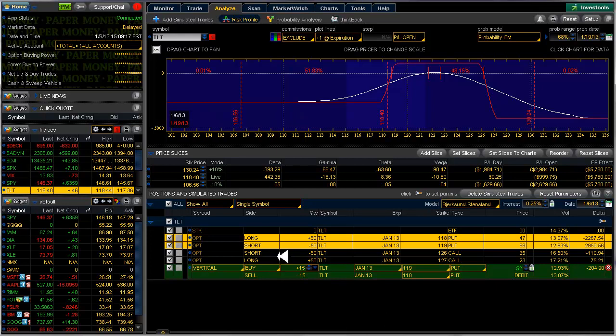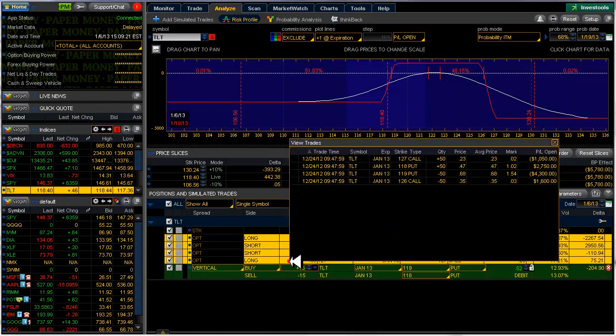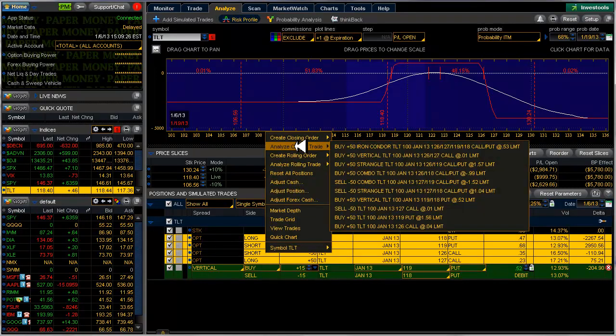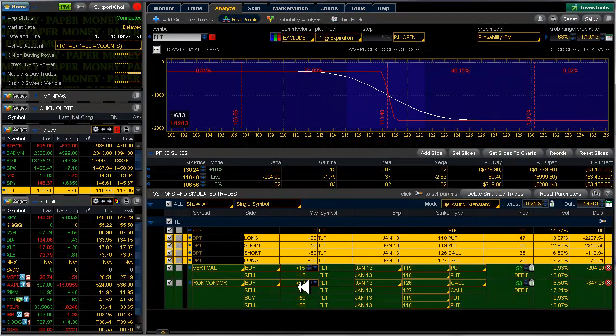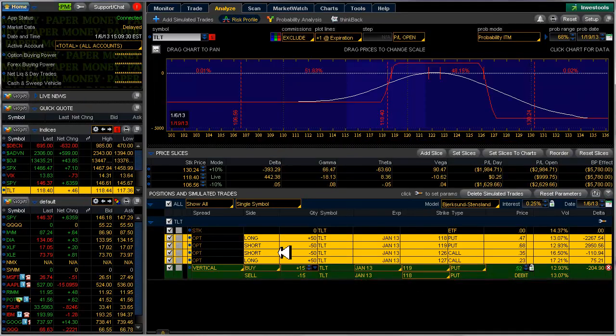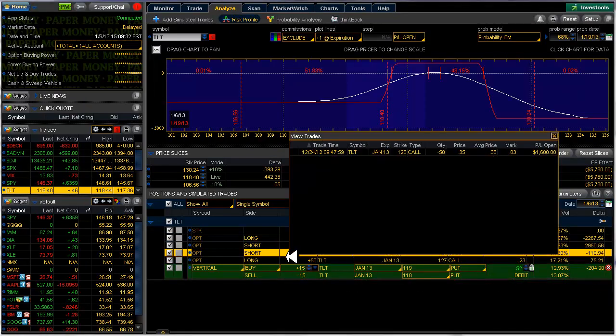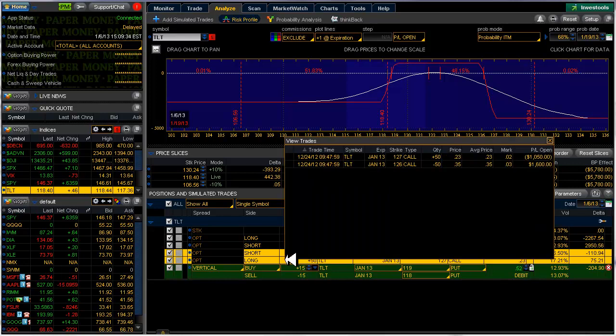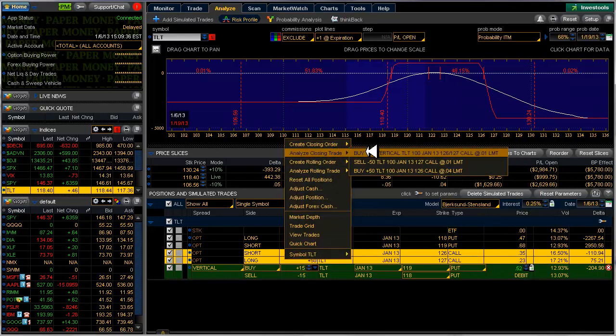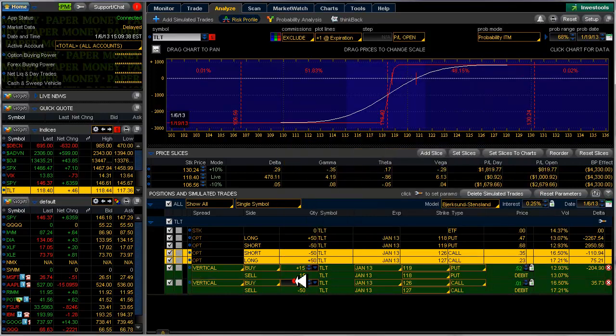And we do want to get rid of the other side so that we have the appropriate amount of money to play with. So we'll do the same thing here. And we're going to, oops, that's the whole iron condor. I don't want to do that. Let's do that. And we'll say 15.